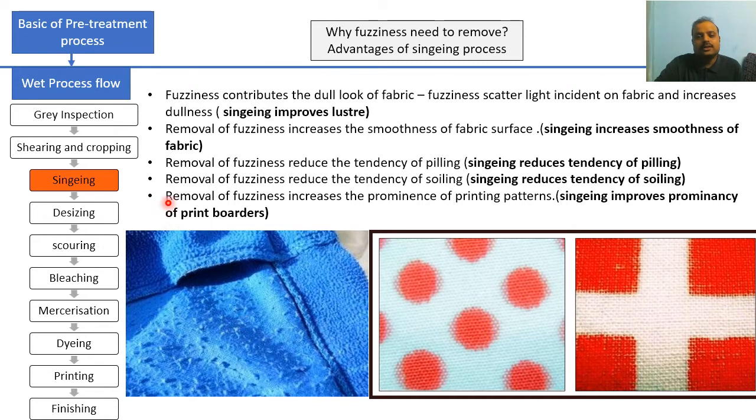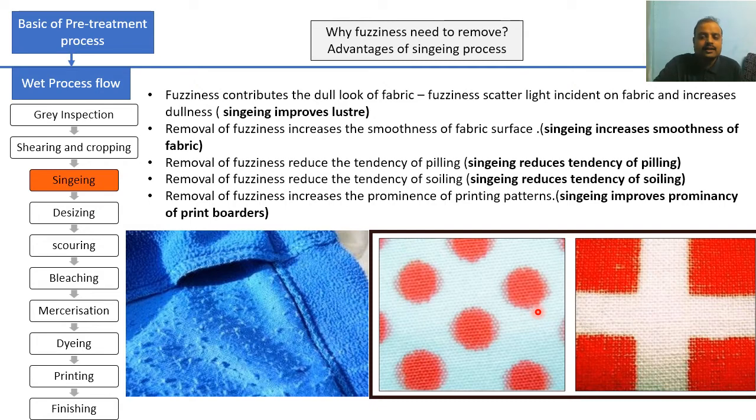And last but not least, removal of fuzziness increases the prominence of the printed pattern. Over here in this figure you can see a perfectly edged printed pattern, and this is a blurred printed pattern. Do you see the sharpness of the edge over here and here? Which one has a perfect edge? This fabric has a perfect edge. Here you can see this is also a printed fabric, but these edges are not sharp. Why? Because of the presence of fuzziness.